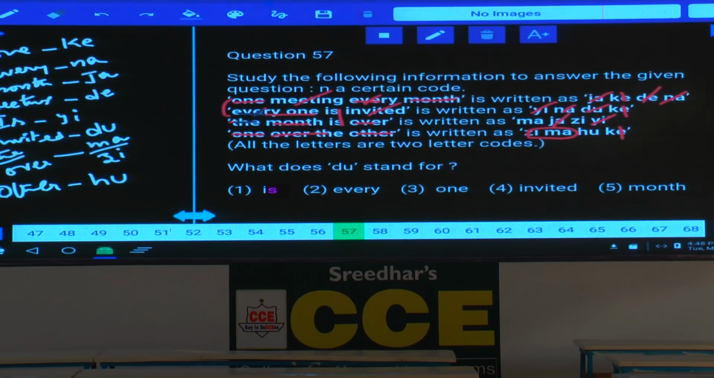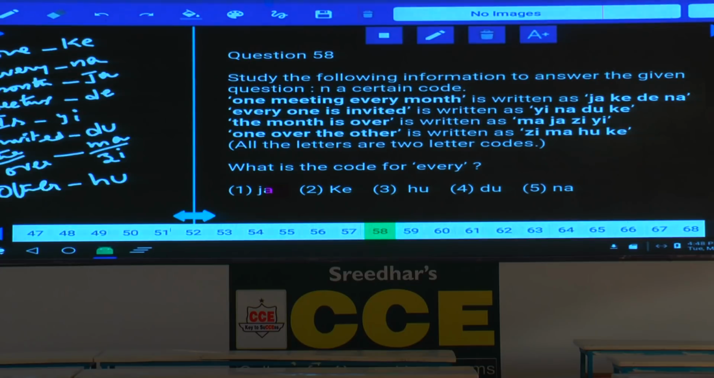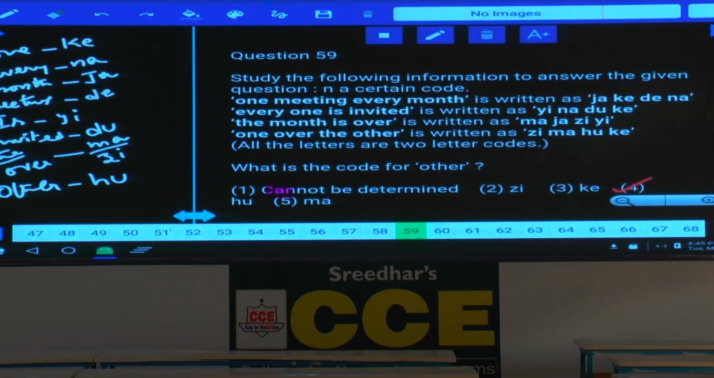Then question number 57, what does the DU stand for? Now this DU stands for invited, that is choice 4. Then 58, what is the code for every? The code to the word every is NA, that is given in choice 5. Then 59, what is the code for the word other? The code for the word other is HU, that is choice 4.